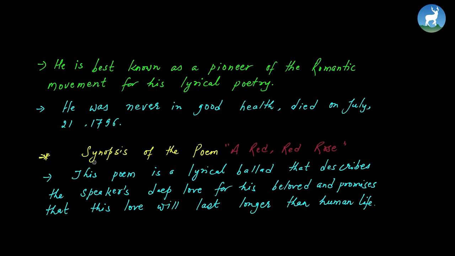So let's go with the synopsis of the poem, A Red, Red Rose, what the poem is all about. This poem is a lyrical ballad that describes the speaker's deep love for his beloved and promises that this love will last longer than human life. Here the speaker portrays his deep love for his beloved, and he promises that his love will last longer than anything else. So this is all about portraying how deep he was in love with his beloved.